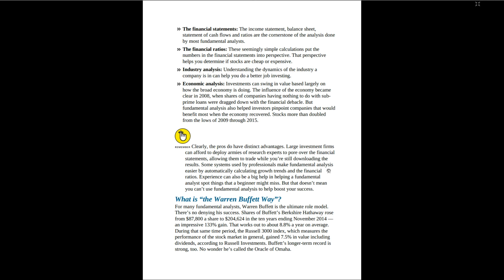During that same time period, the Russell 3000 index, which measures the performance of the stock market in general, gained 7.5% in value including dividends, according to Russell Investments. Buffett's long-term record is strong too. No wonder he is called the Oracle of Omaha.